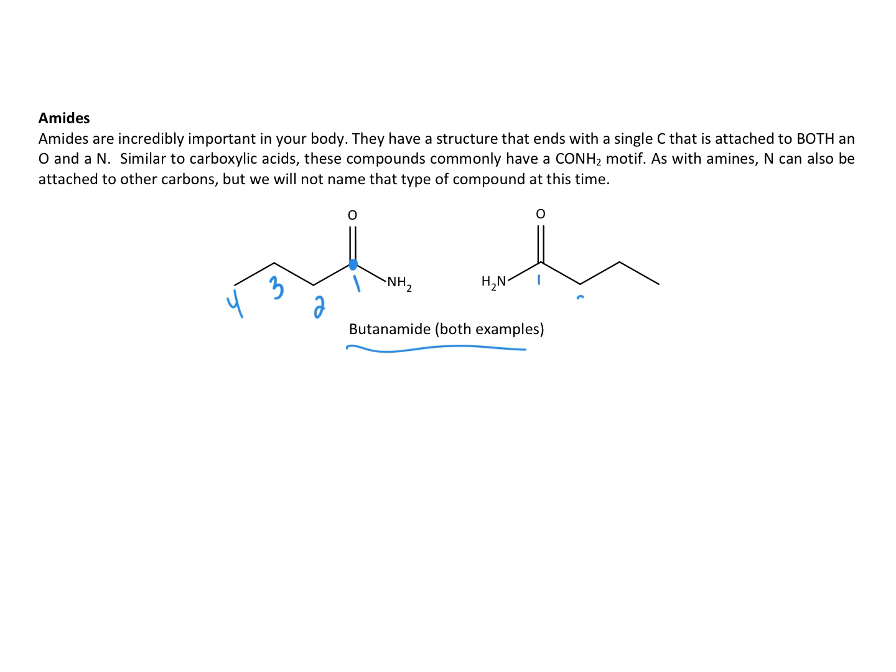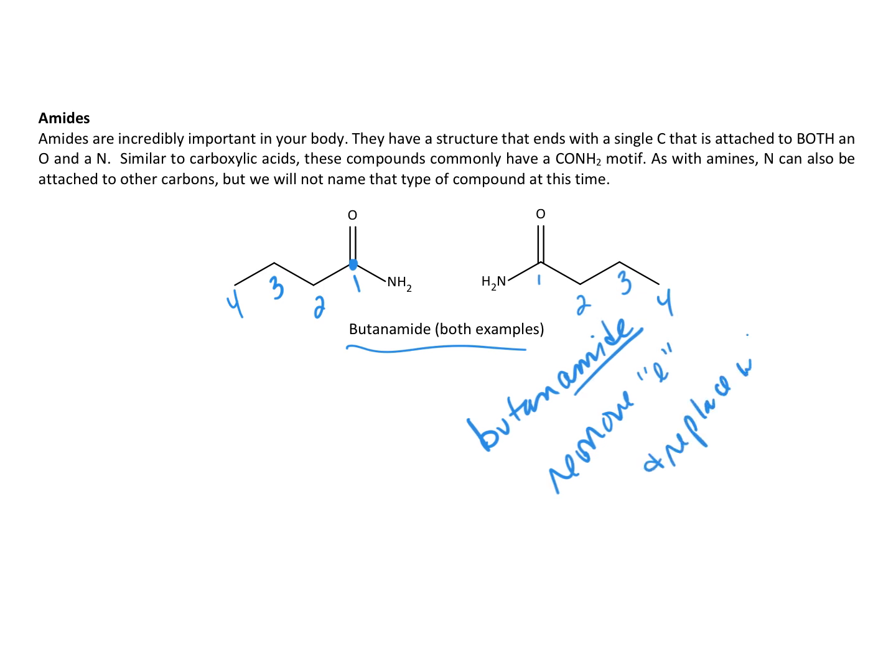So I can count that from either direction, 1, 2, 3, 4. I'm sorry I didn't tell you where I got that from. It would be butane. We take off the E, and I just realized that it may not say that very clearly in the top there. But we take off the E and we add the term amide. So this becomes butanamide. Remove E and replace with amide.